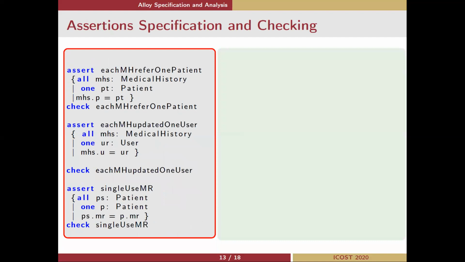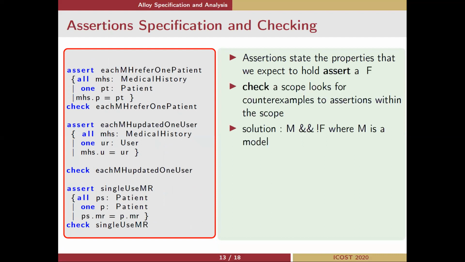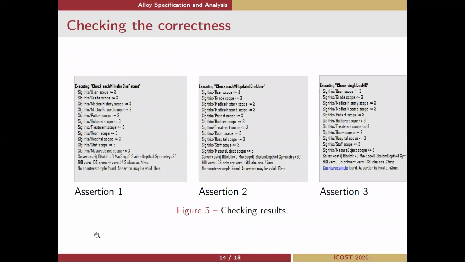To specify a property to check, we have assertions like this. Assertions state that the property that we expect should hold. We write assert A, F, and to check it, we write check with a scope. The same for the other assertions. So these three assertions, this figure represents the checking result of the assertions.